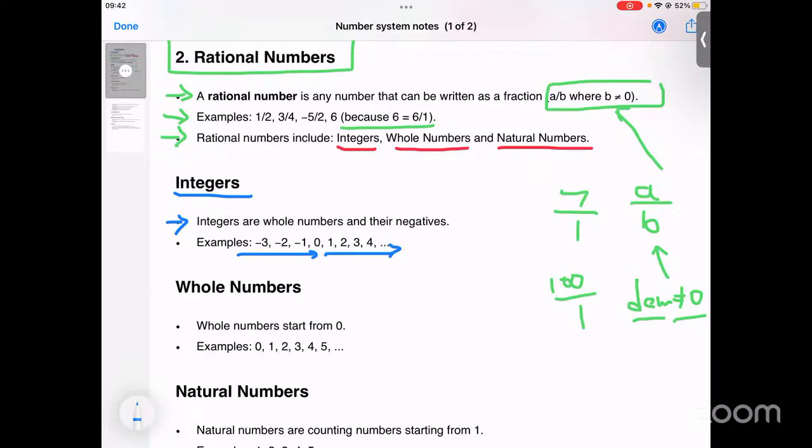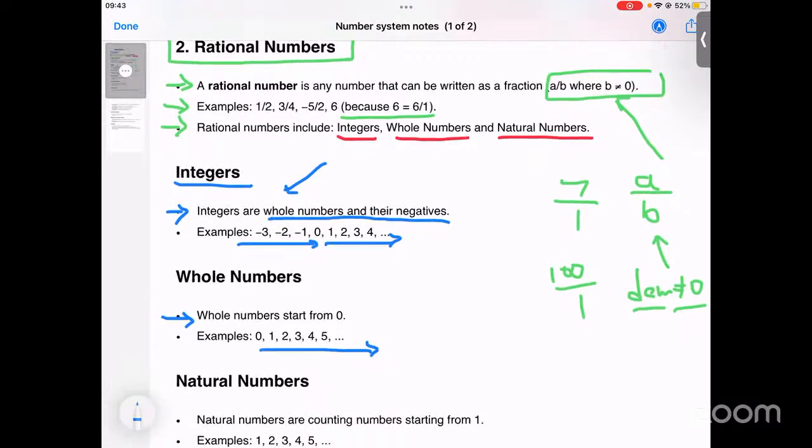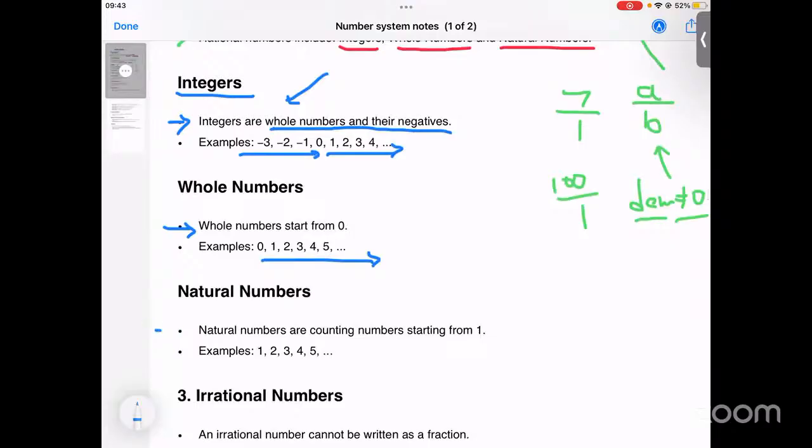But you might be wondering, okay, if they are talking about whole numbers and they are negative, what exactly is a whole number? You just need to know that whole numbers start from 0, continuing in that direction. And then natural numbers are the numbers where we count starting from 1. For example, 1, 2, 3, 4, 5, continuing in that direction up to infinity. Those are what we call the natural numbers.